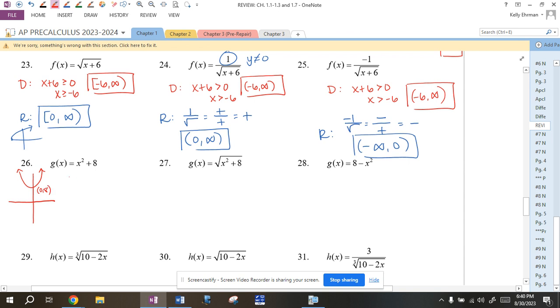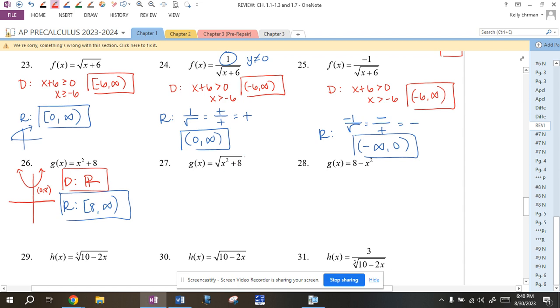Okay, so what is the domain? All real numbers. You can use R for all real numbers. What is the range? Vertex to infinity. 8 to infinity. 8 is included because that is the lowest point on the graph. It's the absolute minimum.